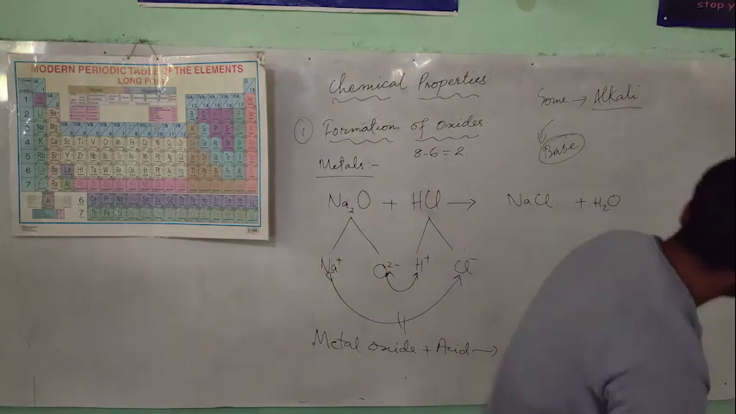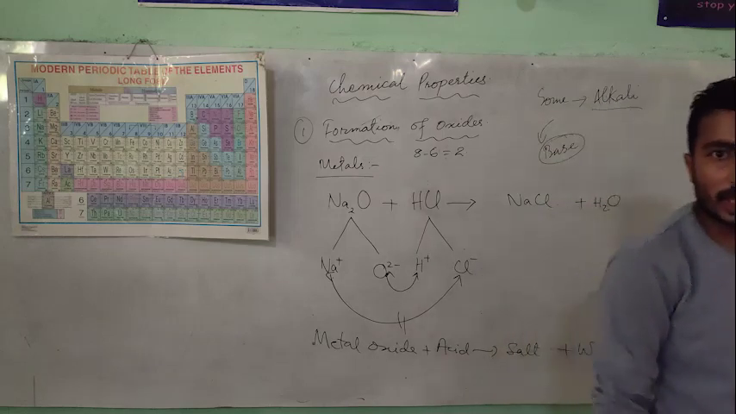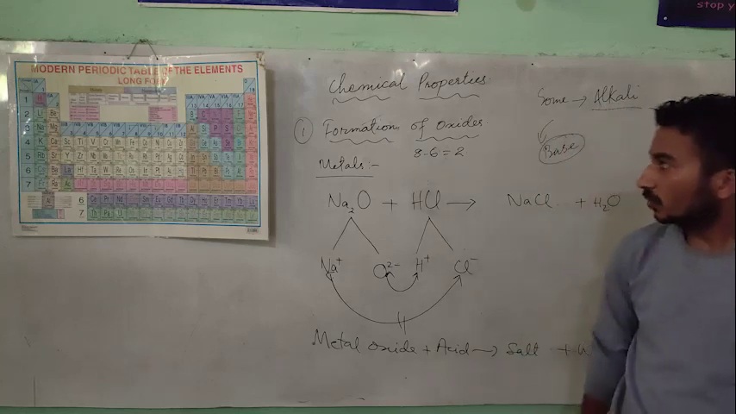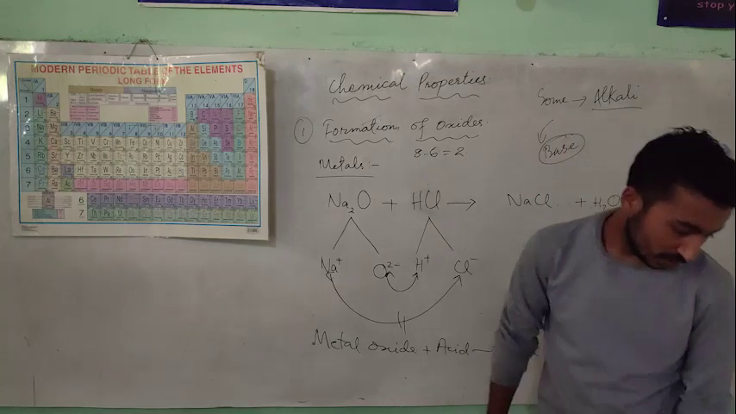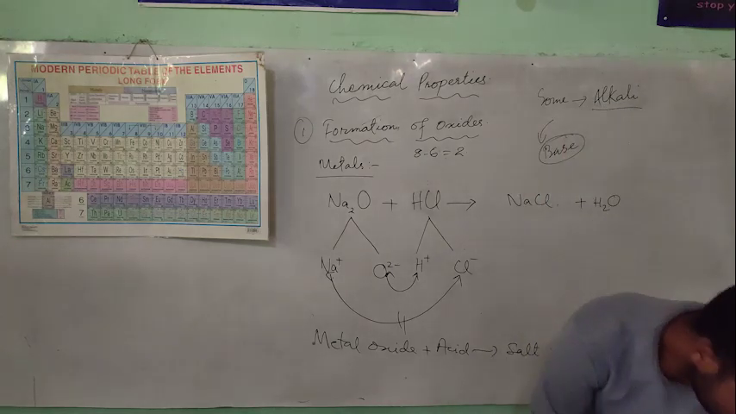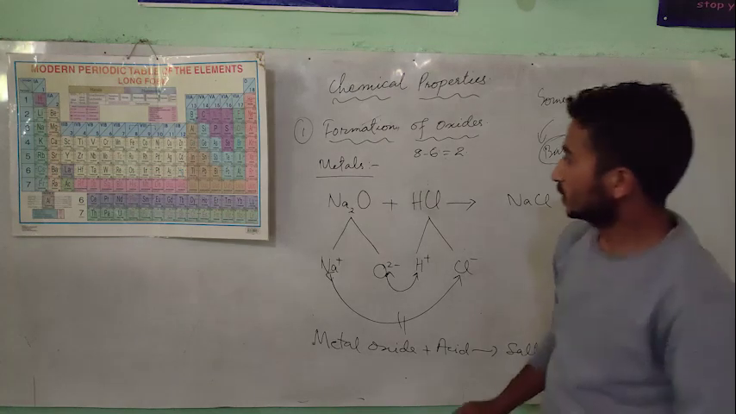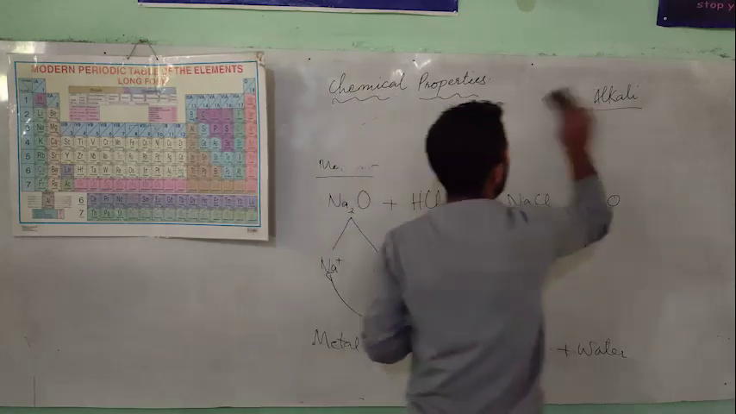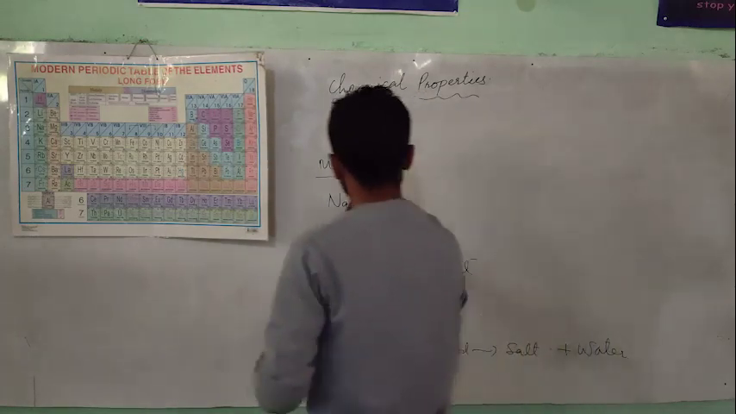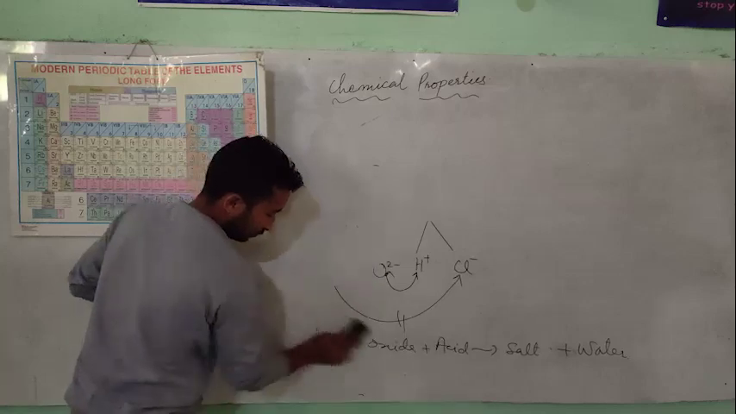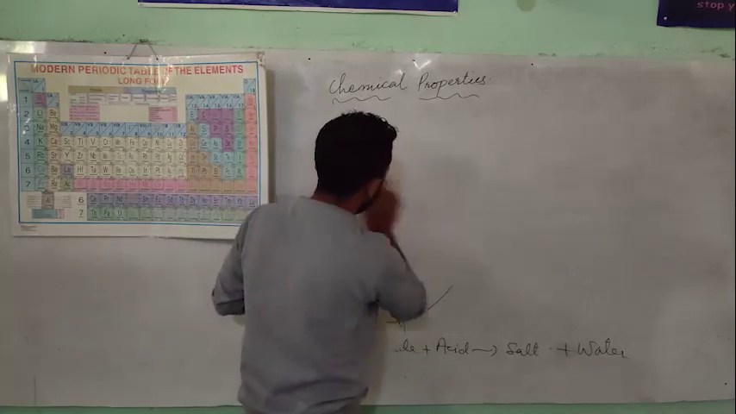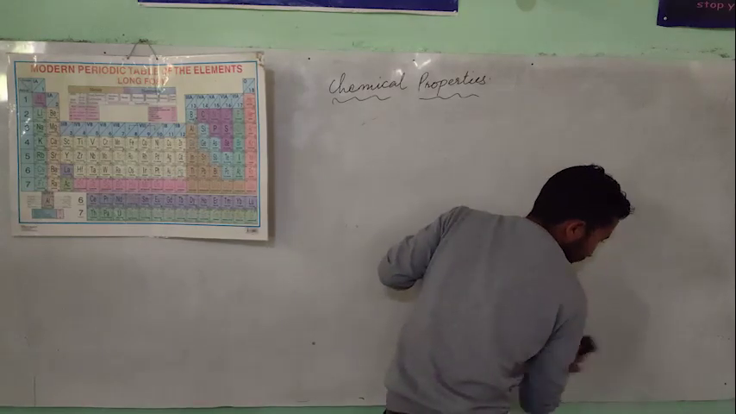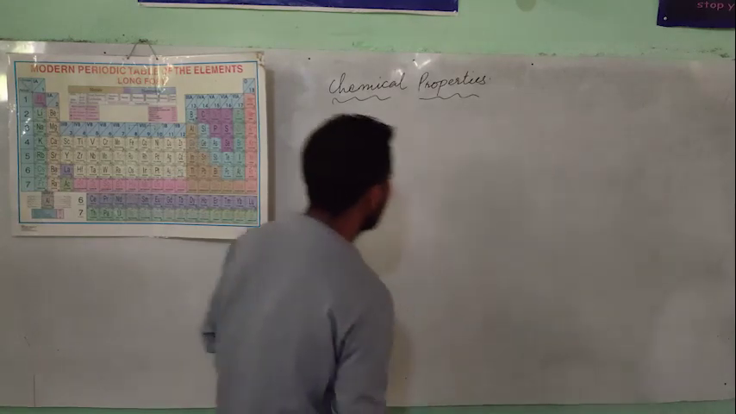Now, what will happen when a metal oxide reacts with a base? Most metal oxides do not react with a base, but there are some metal oxides like aluminum oxide that readily react with a base, sodium hydroxide, to form a new salt.